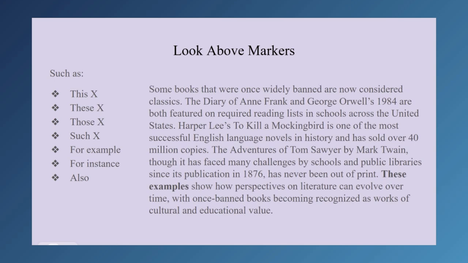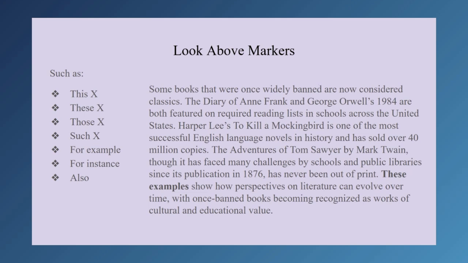Some books that were once widely banned are now considered classics. The Diary of Anne Frank and George Orwell's 1984 are both featured on required reading lists in schools across the United States. Harper Lee's To Kill a Mockingbird is one of the most successful English language novels in history and has sold over 40 million copies. The Adventures of Tom Sawyer by Mark Twain, though it has faced many challenges by schools and public libraries since its publication in 1876, has never been out of print.